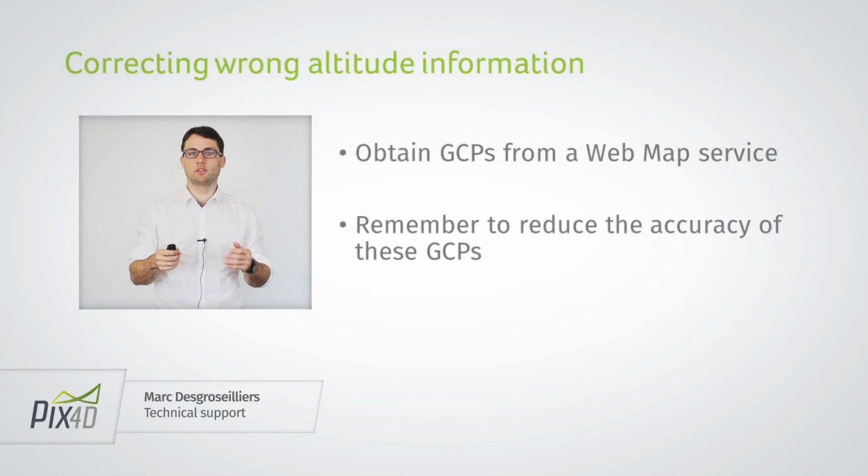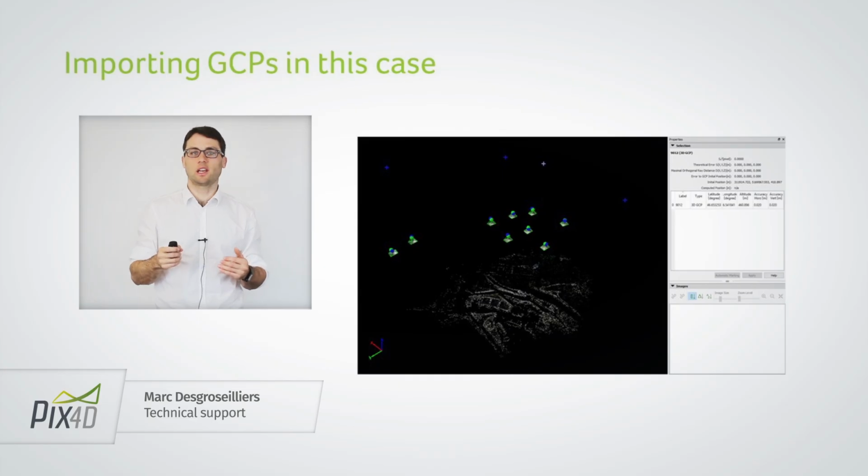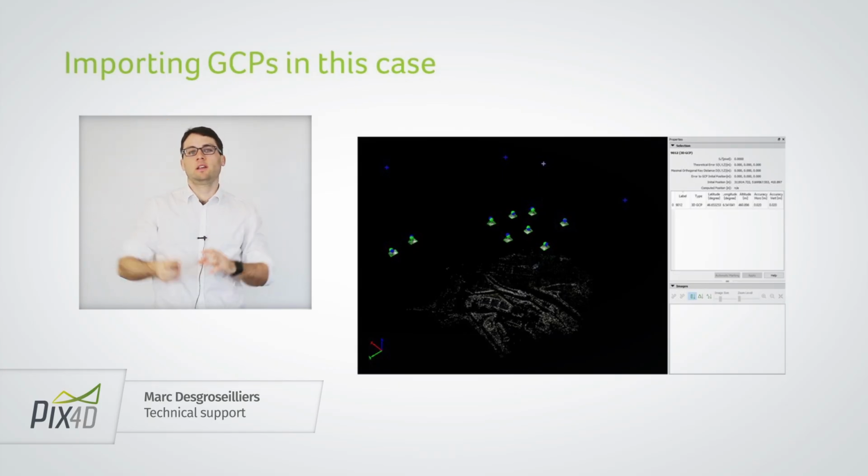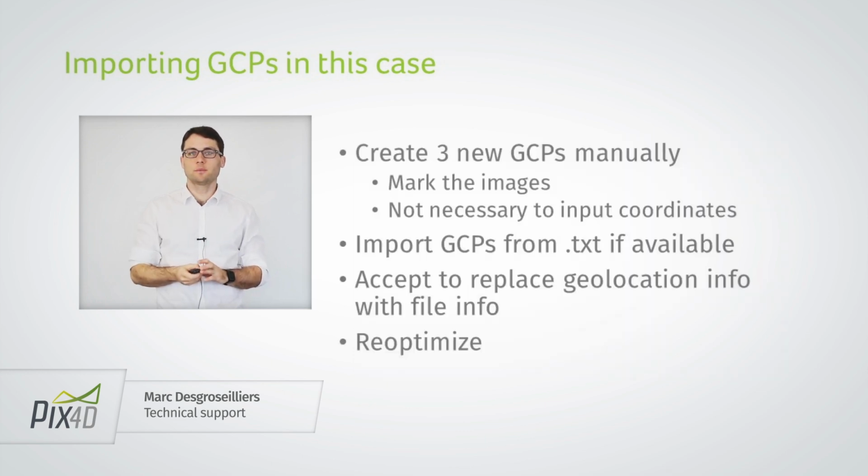Now, if you decide that you want to import the GCPs, what it will look like is something like this, where you have your project, which is at one altitude, and since the altitude of the project is wrong, it's not going to match with the blue crosses, which represent the GCPs. What should you do in this case? Well, you should create a new tie point and mark it in the images. You should do this for 3 GCPs. If you want to be reminded how to create new tie points, I recommend you have a look at our tie point video.